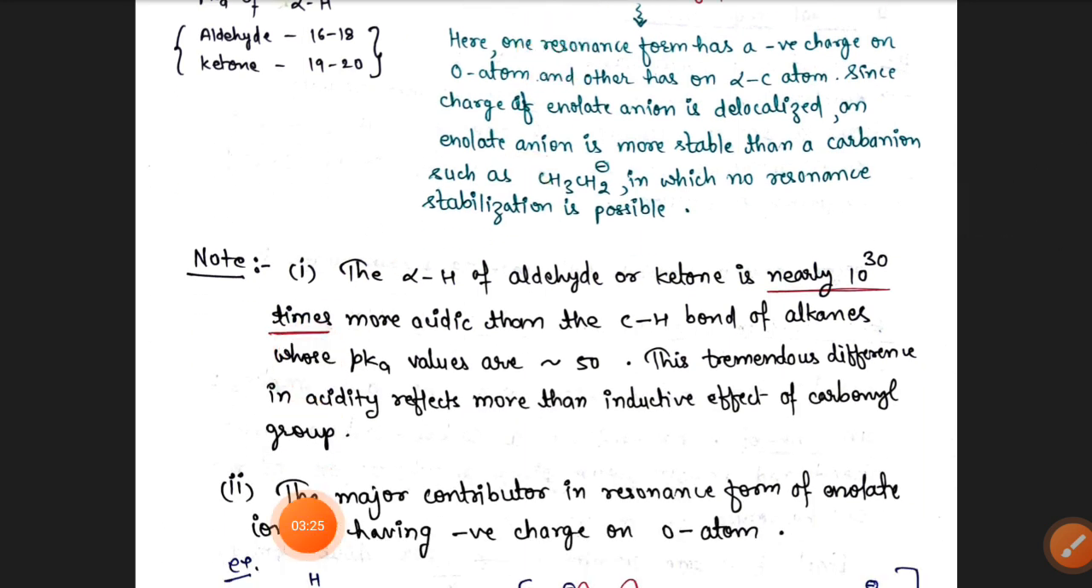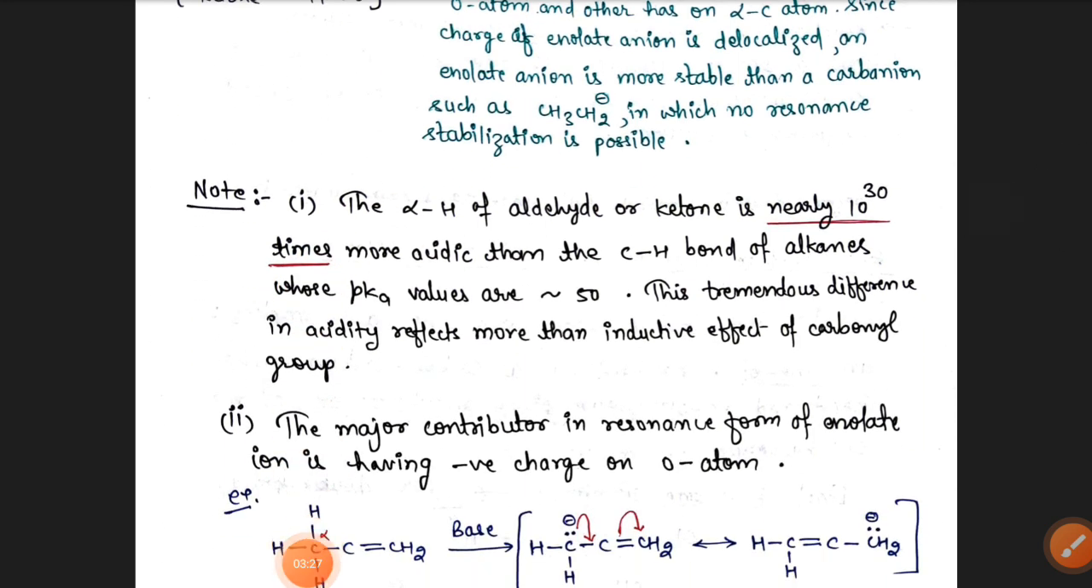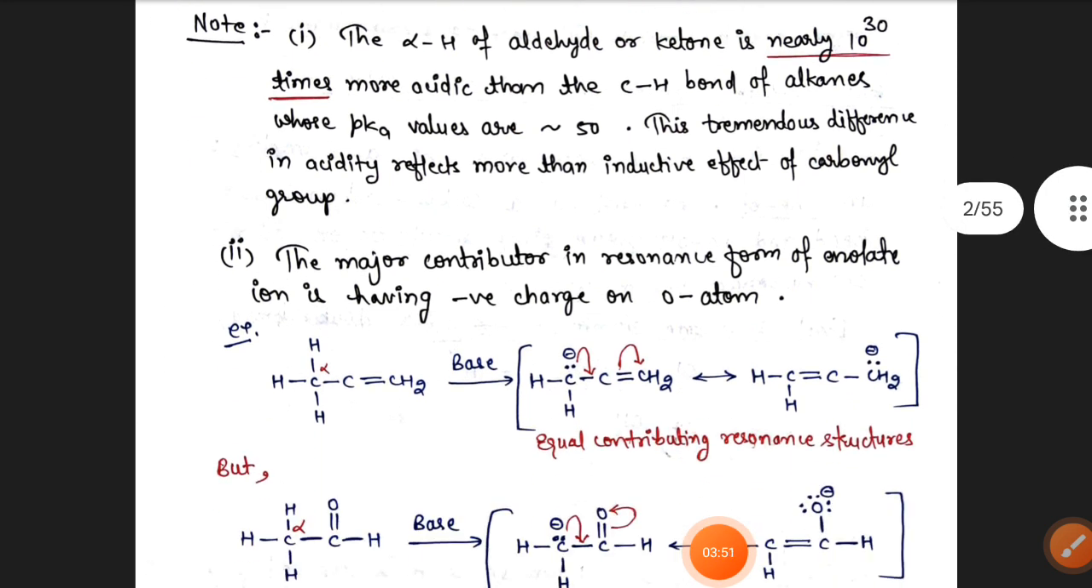You have to note these points. The alpha hydrogen of an aldehyde or ketone is nearly 10 to the power 30 times more acidic than the CH bond of alkanes, whose pKa values are around 50. The tremendous difference in acidity reflects more than the inductive effect of the carbonyl group. Next point: the major contributor in the resonance forms of an enolate ion has the negative charge on the oxygen atom.